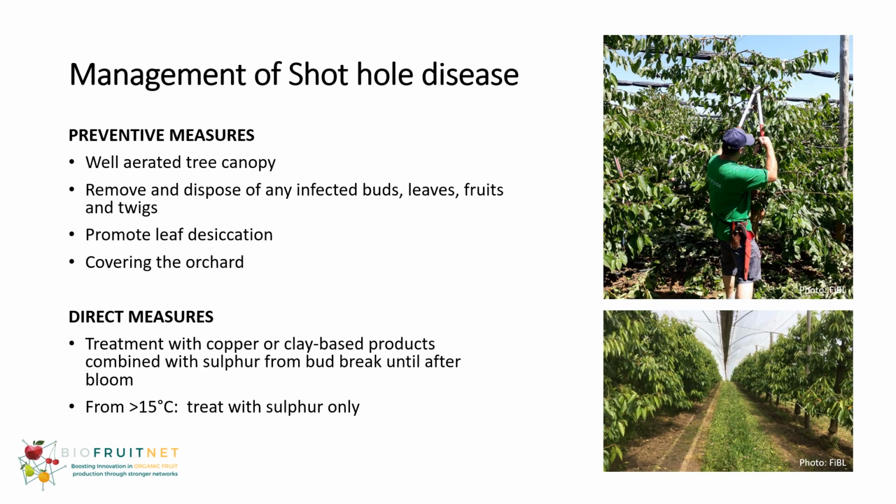Proper management focused on promoting a well-aerated tree canopy as well as orchard hygiene, like removing and disposing of any infected leaves, fruits, and twigs when pruning, can reduce the infection pressure. Treatments with copper or clay-based products combined with sulfur from bud break until after bloom are recommended in case of high infestation pressure. The treatment at bud break is the most important. In problem situations and in persistent wet weather, protection must be provided from bud break until after flowering.